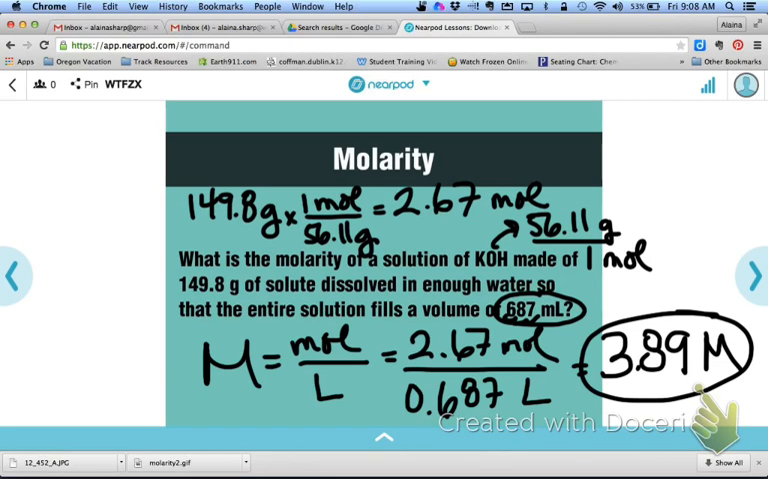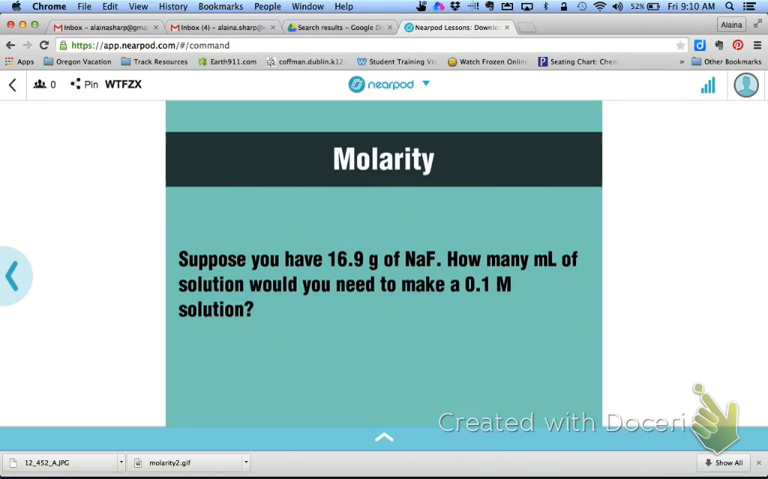So this would be more concentrated than the 3 molar solution, but less concentrated than the 6 molar solution in this case. Okay, one more example here. Suppose you have 16.9 grams of NaF, so there's my solute. How many milliliters of solution would you need to make a 0.1 molar solution? So this time we have a little bit different setup.